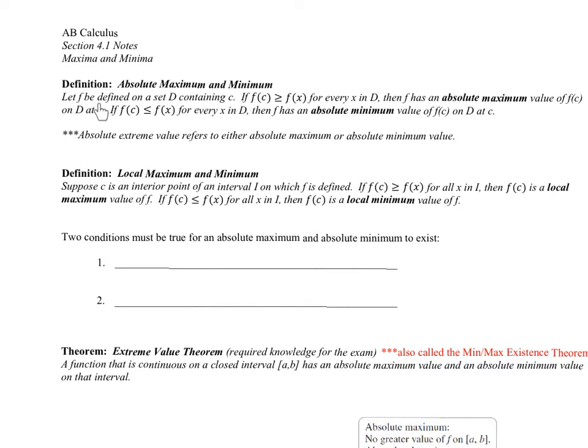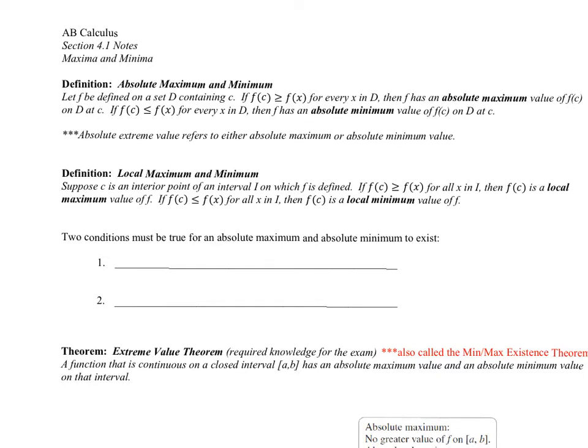Let f be defined on a set D, this is kind of like the domain of the set, containing x equals c. If f of c is greater than or equal to f of x for every x in this domain, then f has an absolute maximum value of f of c on that domain at x equals c.